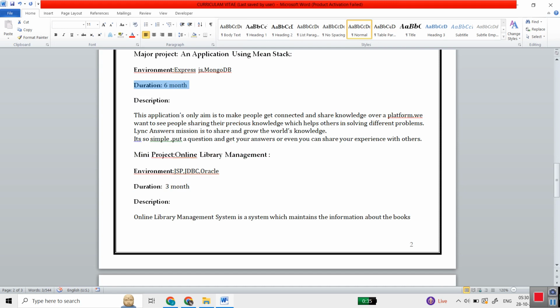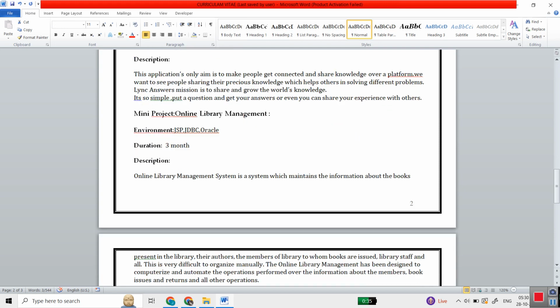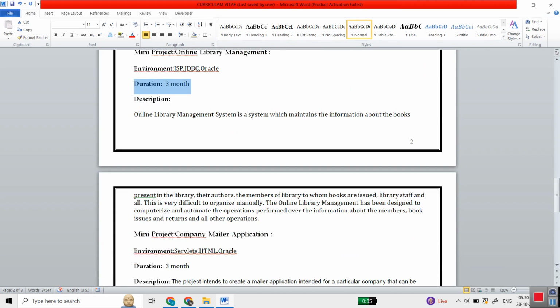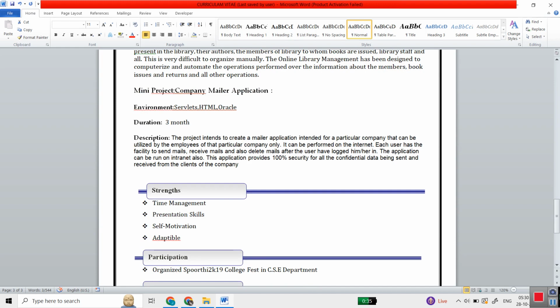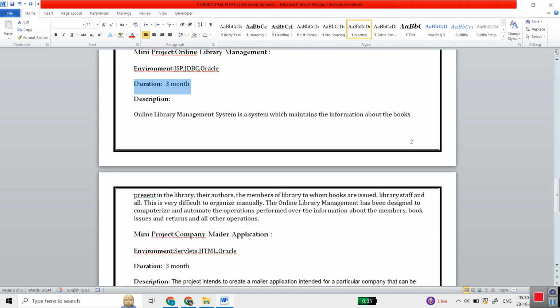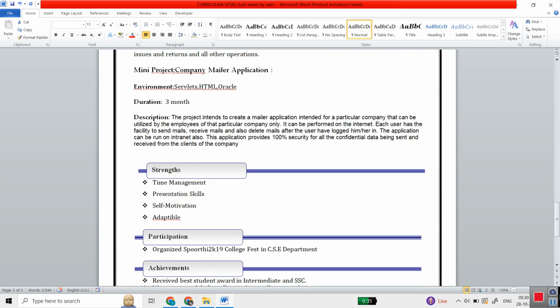Now comes the mini project. In a mini project, we need to mention the title, the environment like JSP, JDBC, Oracle, the duration of 3 months, and a description of not more than 4 lines. Four lines is enough. The same thing you need to mention here also. So make sure you mention all these things in a good manner.